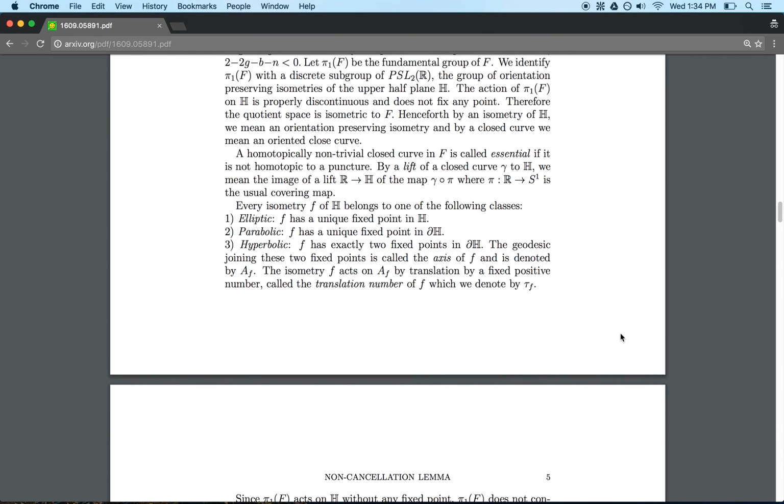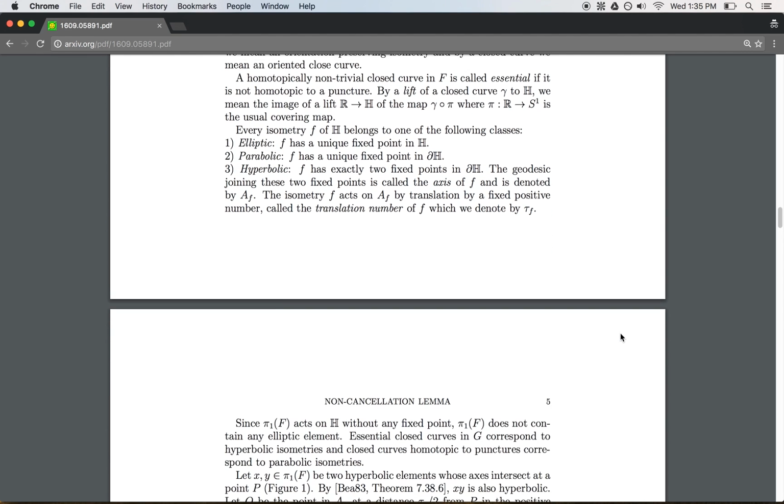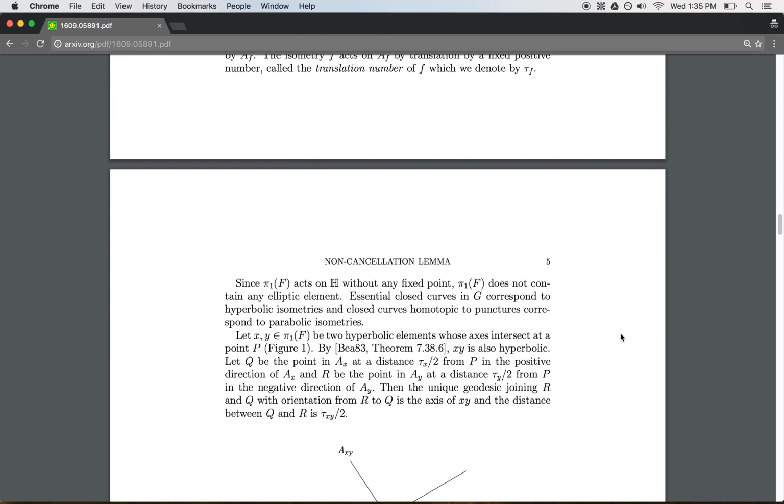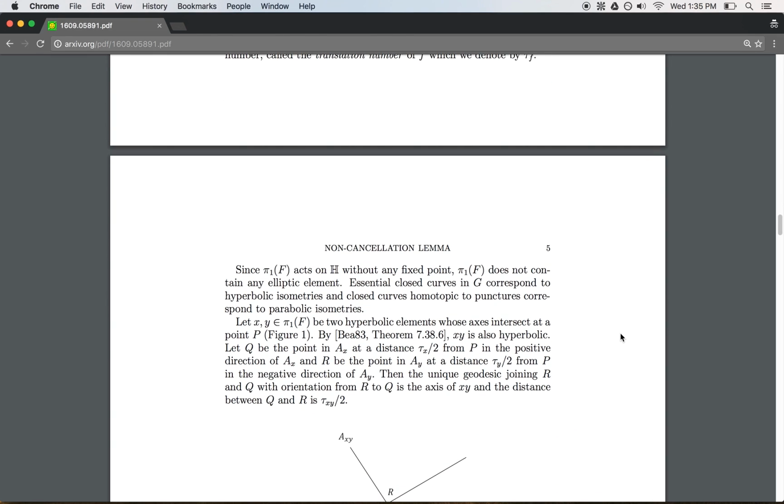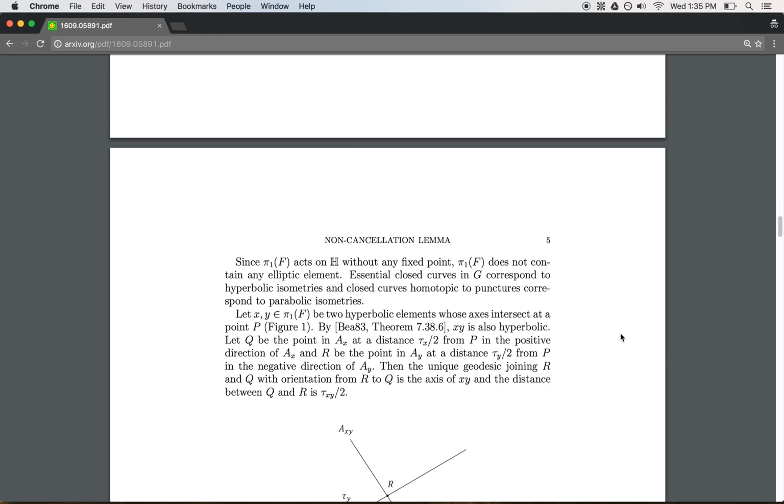The geodesic joining these 2 fixed points is called the axis of f and is denoted by A_f. The isometry f acts on A_f by translation by a fixed positive number called the translation number of f, which we denote by tau_f. Since pi_1(F) acts on H without any fixed point, pi_1(F) does not contain any elliptic element. Essential closed curves in F correspond to hyperbolic isometries, and closed curves homotopic to punctures correspond to parabolic isometries.